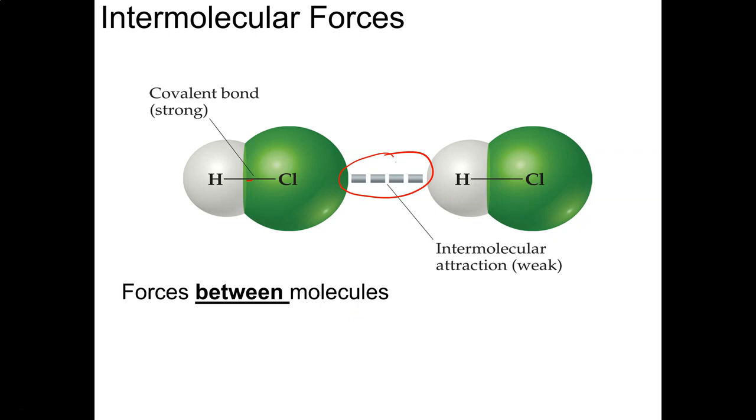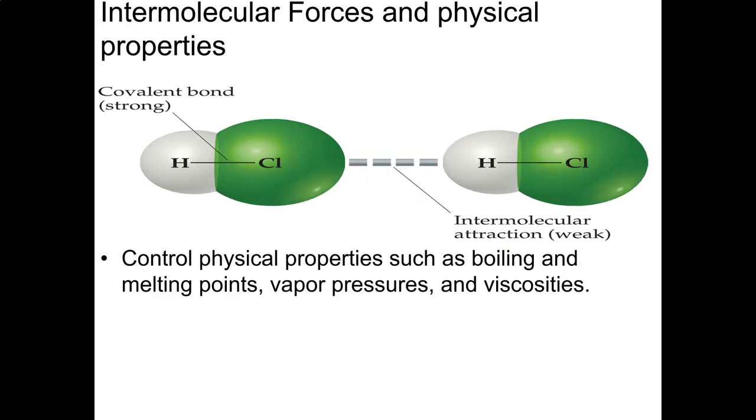So physical changes involve IMFs. Chemical changes involve covalent bonding, or the bonds themselves. So anytime you're talking about a chemical reaction, you are messing with the bonds. Anytime you have a physical change like melting, boiling, freezing, you're messing with the IMFs. And that's an important distinction to make. They control the physical properties: vapor pressure, melting point, viscosities.